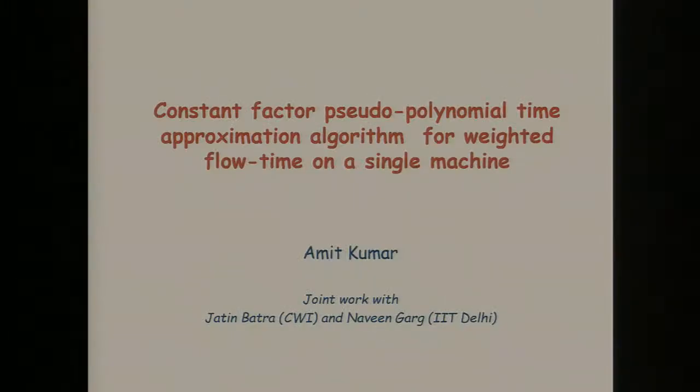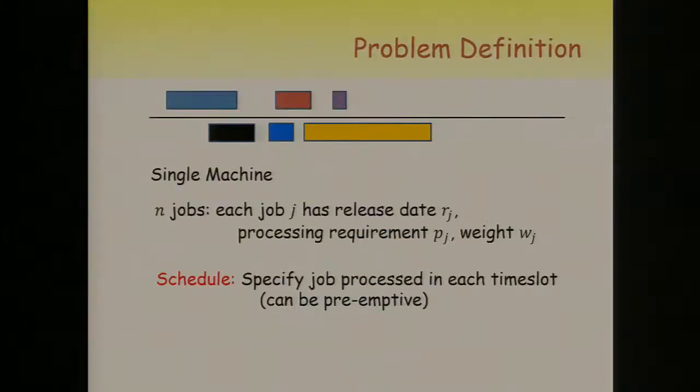Let me explain what the problem is; it is very easy to define. You have one machine, and you're given a set of n jobs. Each job is specified by three things. Each job has a release date. Release date basically means that you can only start processing this job from this time onwards. So if the release date is 5, then you can only start processing this job from time 5 onwards. Each job has a certain size, which is Pj.